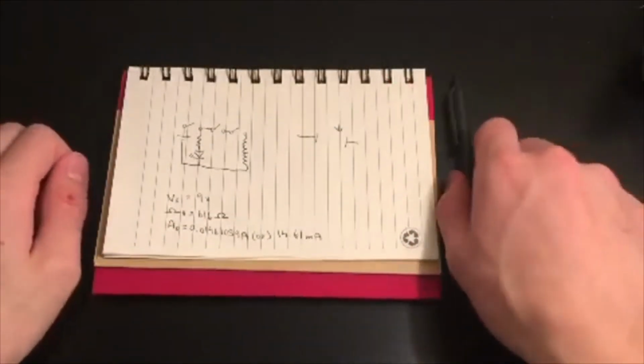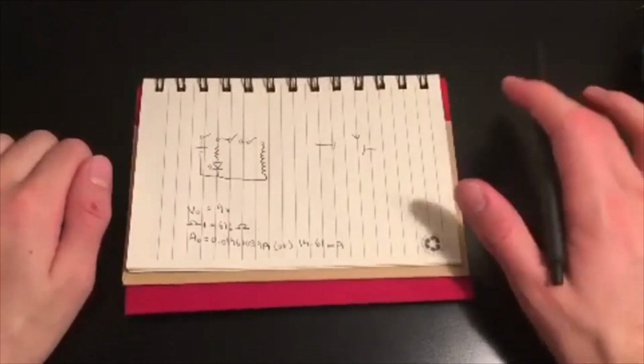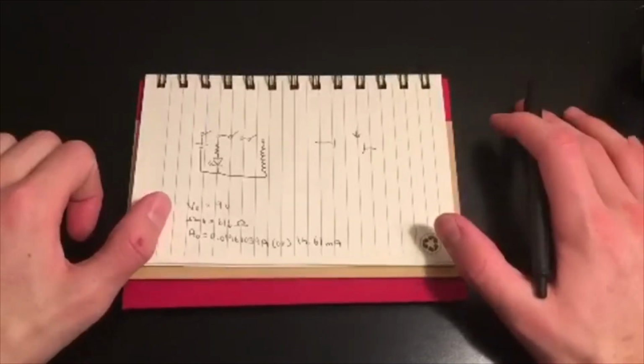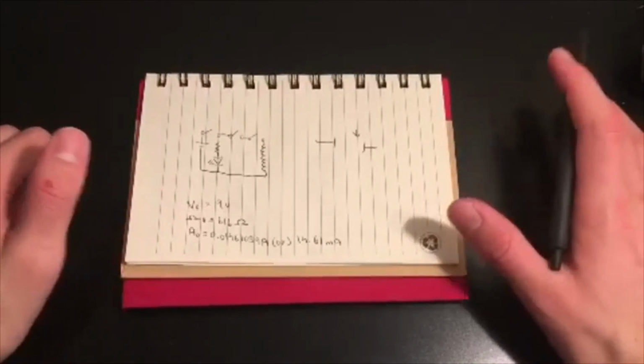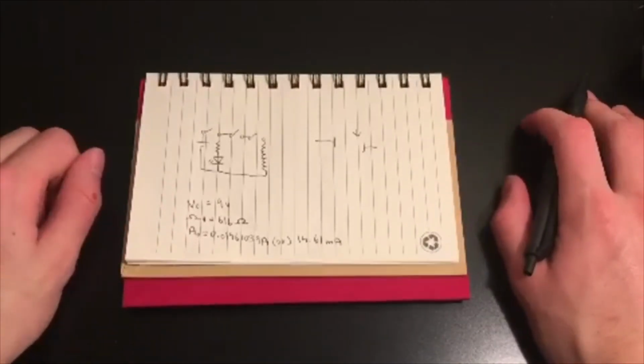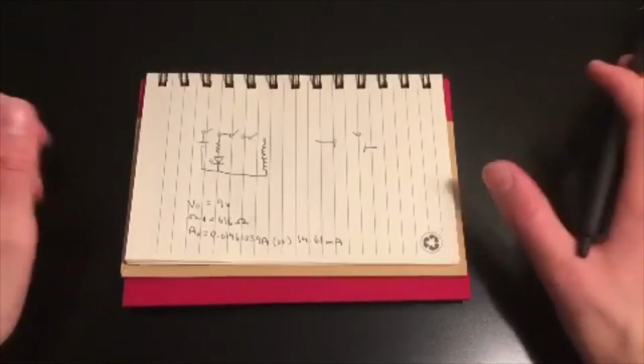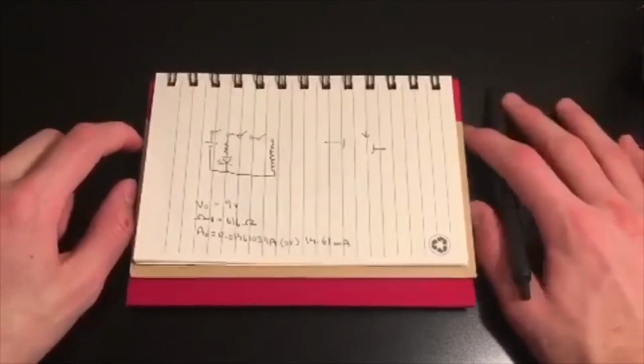So in conclusion, we can see that voltage, current, and resistance are some of, if not the most important parts of circuitry.